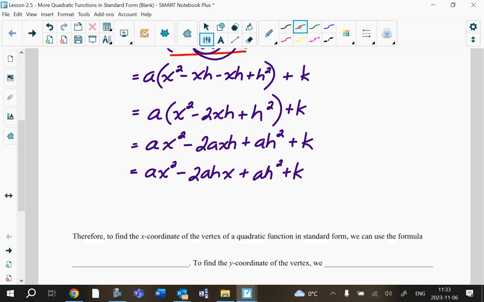This is A. This is B. And these two things together are C. Because remember, it's something times x squared plus something x plus something. Okay? I'm going to focus on this.